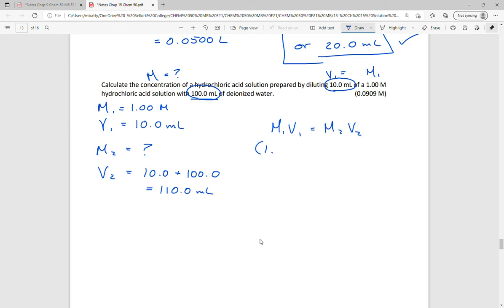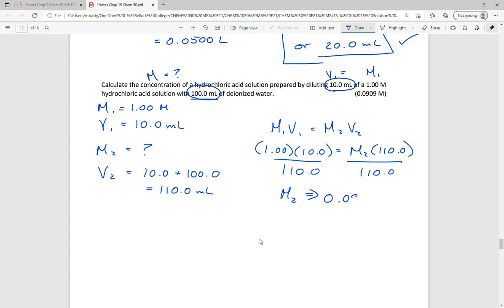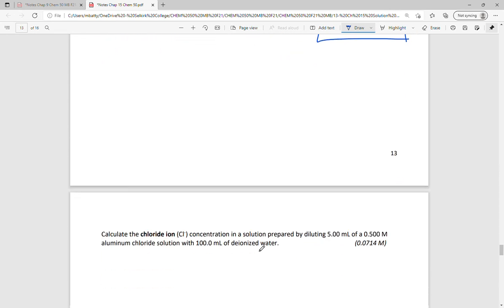I'm simply going to sub in what I have here. M2 and 110.0. Divide both sides by 110. That's going to calculate the secondary concentration of this hydrochloric acid solution. And that works out to, rounding to 3 sig fig, 0.0909 moles per liter. So in that one, because I left this in milliliters and this in milliliters, that's what made it okay to not switch it into liters. So we've got a few more to do here based on this idea.